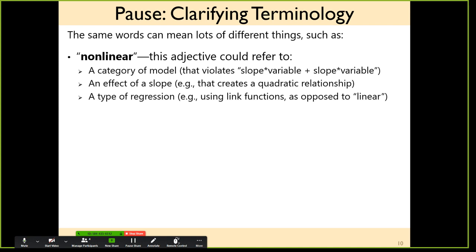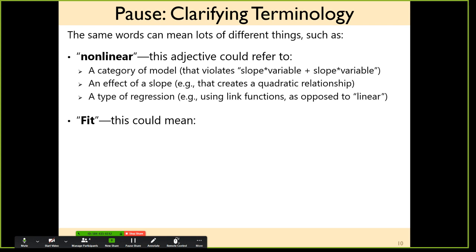Because you know the phrase linear regression, right? That usually means normal outcome. It doesn't necessarily mean that all the effects are linear in the model. So nonlinear regression could mean that too. So nonlinear as a phrase is not actually that helpful.